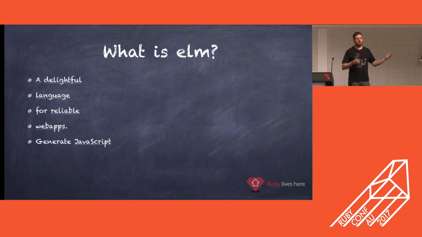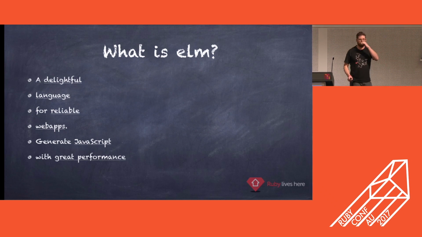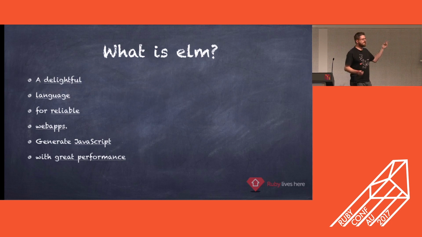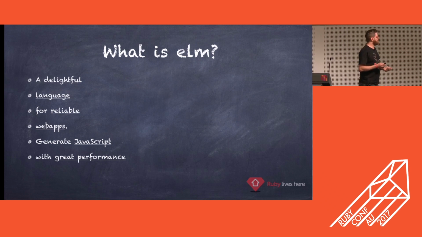Generate JavaScript. Elm compiles into JavaScript, so you write Elm code, turn it into JavaScript, and then send that into your web pages. With great performance. Similar to reliability, of course, we want our apps to have great performance. But what I will say is that Elm uses a virtual DOM implementation, which if you're familiar with React, is very similar technology, and in benchmarks, it does very well compared to React. So you will get great performance.